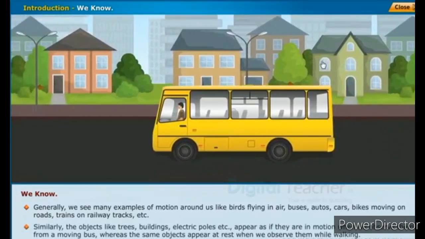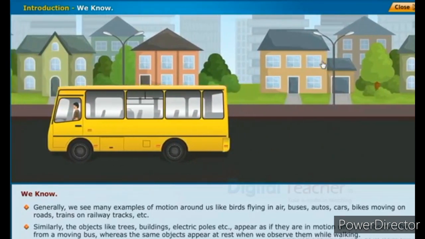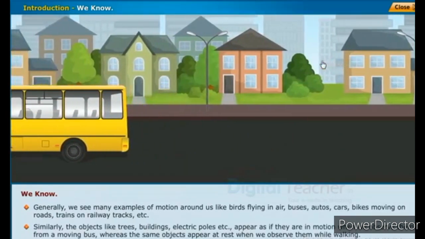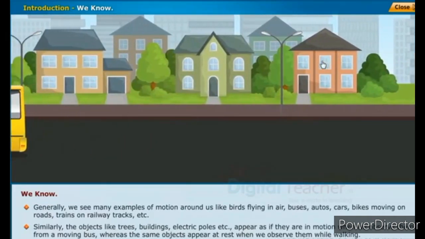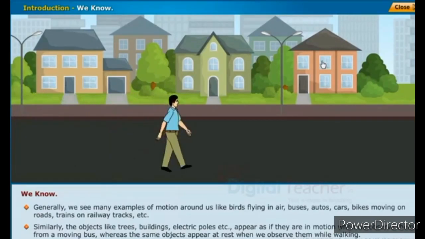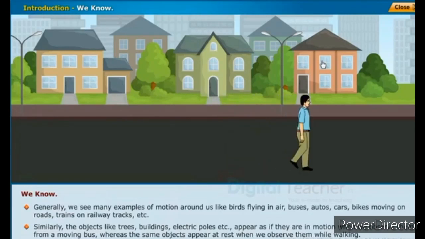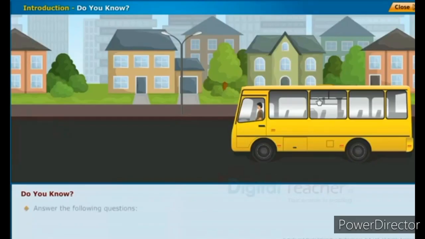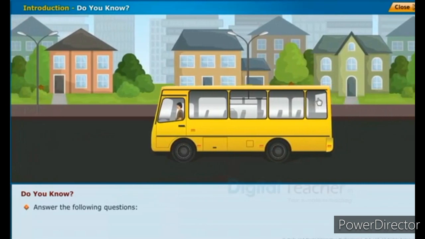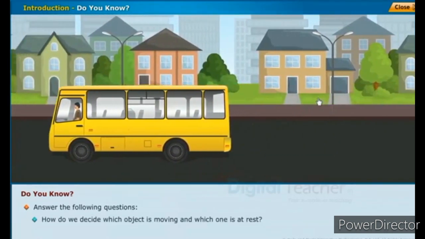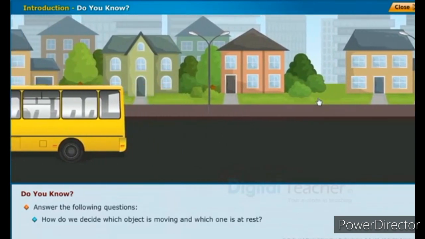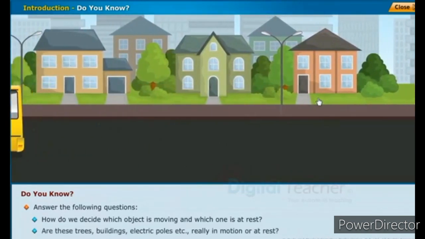Similarly, objects like trees, buildings, electric poles, etc. appear as if they are in motion when we observe them from a moving bus, whereas the same objects appear at rest when we observe them while walking. Answer the following questions. How do we decide which object is moving and which one is at rest? Are these trees, buildings, electric poles, etc. really in motion or at rest?